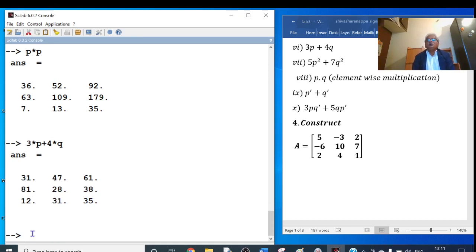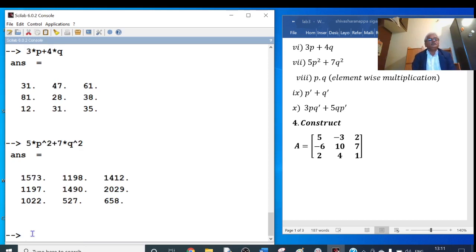Next example, 5P square plus 7Q square. 5 star P power 2 plus 7 star Q power 2, or Q cap 2. Enter. Yes, this is 5P square plus 7Q square.